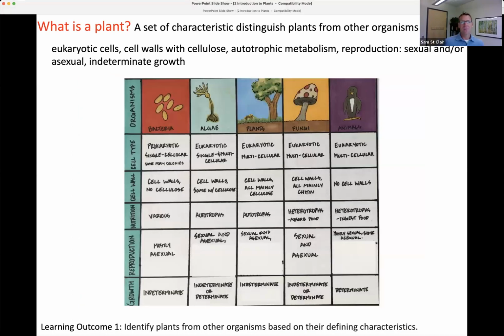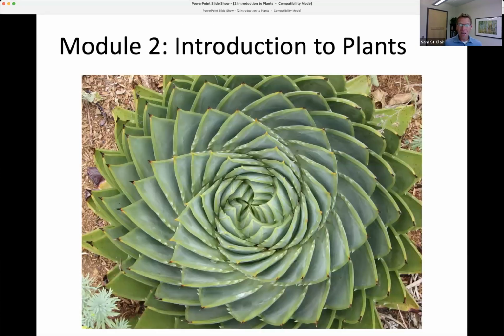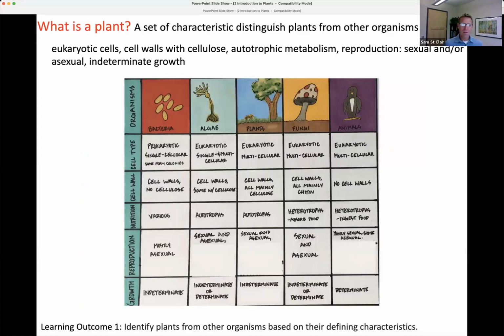What is a plant? Science has identified 5 characteristics that are used to distinguish plants from other organisms. And those 5 characteristics are cell type, cell wall, whether the organism has a cell wall or not, and what it's made of, its metabolic strategy, its reproductive strategy, and its growth strategy. And plants are right here in this column.